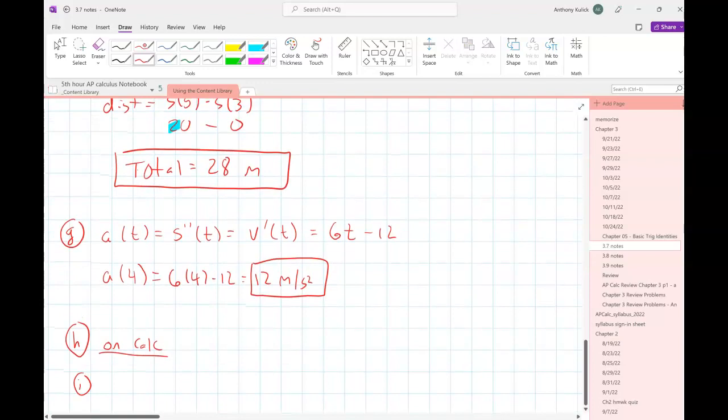Part I says then, when is the particle speeding up and when is it slowing down? So what is that asking about? Speeding up and slowing down. That's the acceleration, right? Speeding up means that your acceleration should be positive, and it's slowing down, the acceleration should be negative.